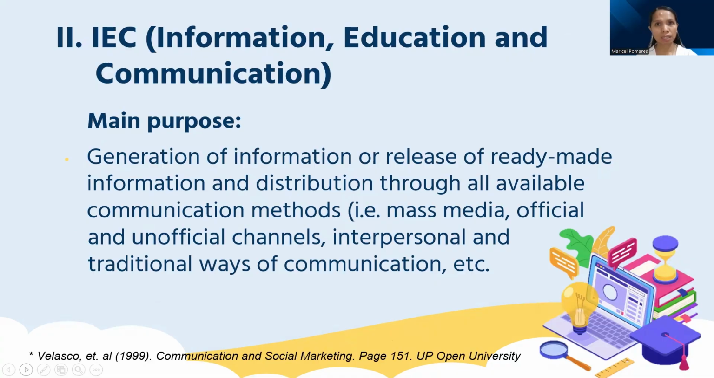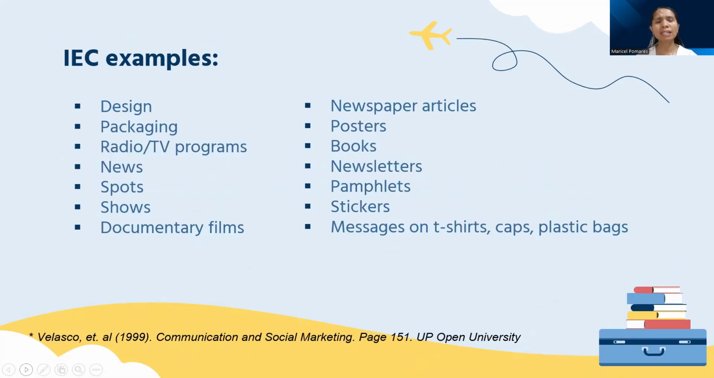So it means there is already a prepared information. It just needs to be distributed using different channels. It could be mass media, using radio, television, print, social media, or it could use also the interpersonal and the traditional ways of communication. Now, what are the examples of IEC?